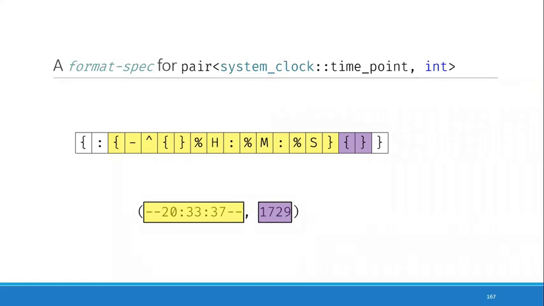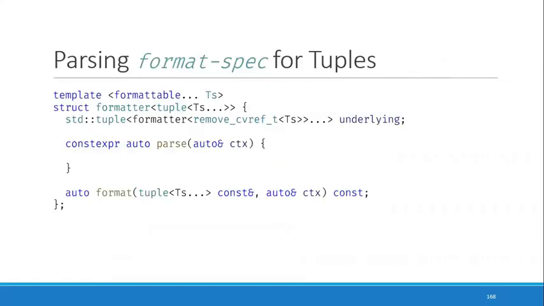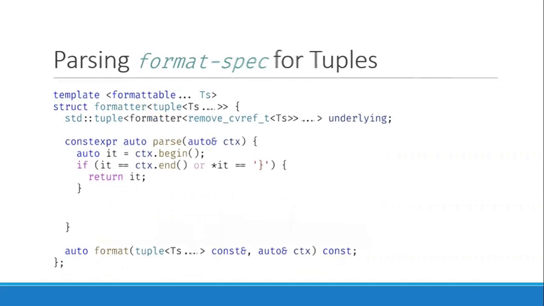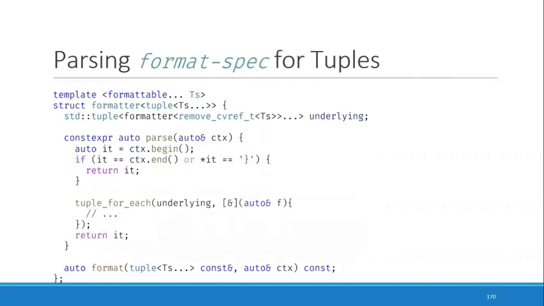Okay, so how do you implement this? This isn't so bad. If I'm formatting a tuple of Ts, I have a tuple of formatters of the underlying types. What parse does is, we start with our same check as usual. If we don't have anything to do because begin is already at the end or points to a close brace, we're done. Otherwise, tuple for each. If this function isn't in your toolkit, I suggest adding it because it's pretty useful. All it does is stamp out this function for every element in the tuple.